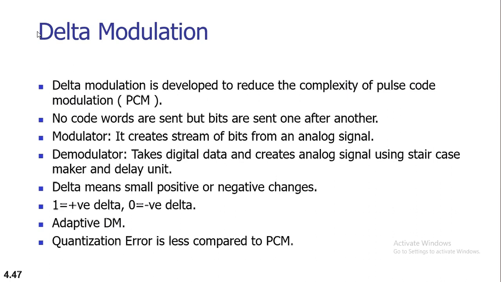Today we are going to discuss delta modulation. Now, the importance of delta modulation is that it is a process where we convert an analog signal to digital data.